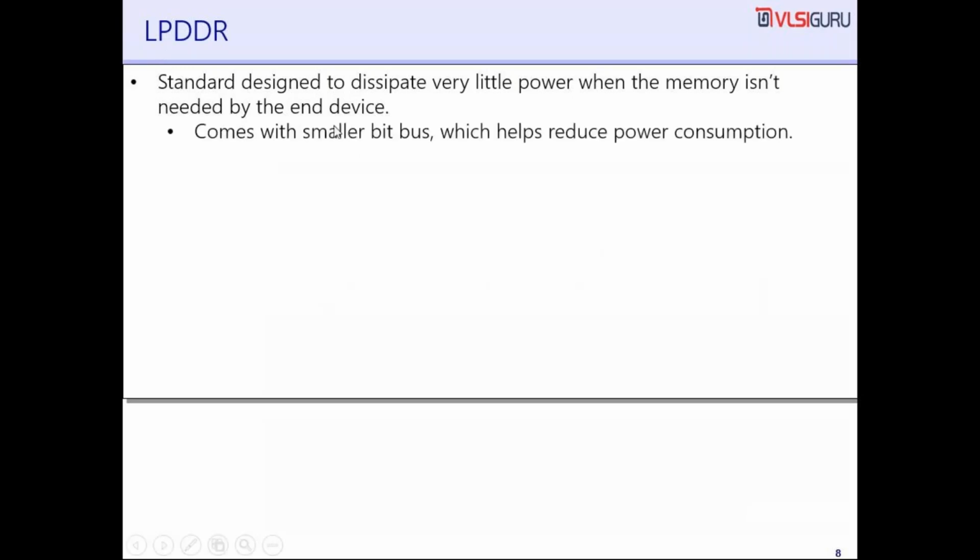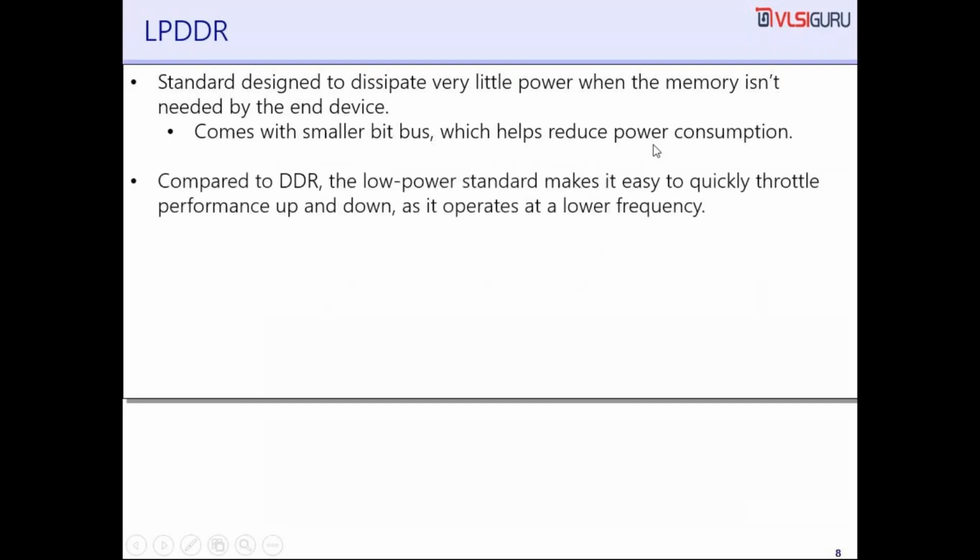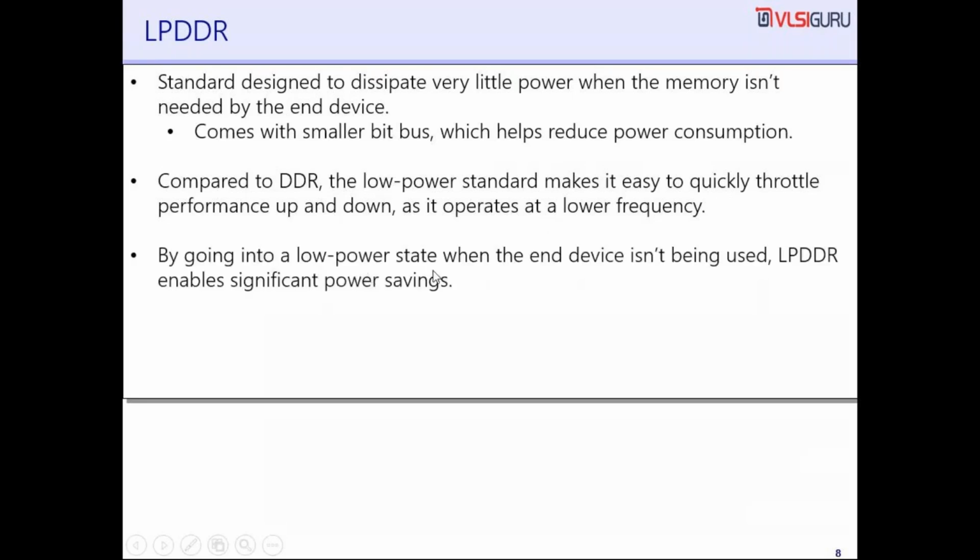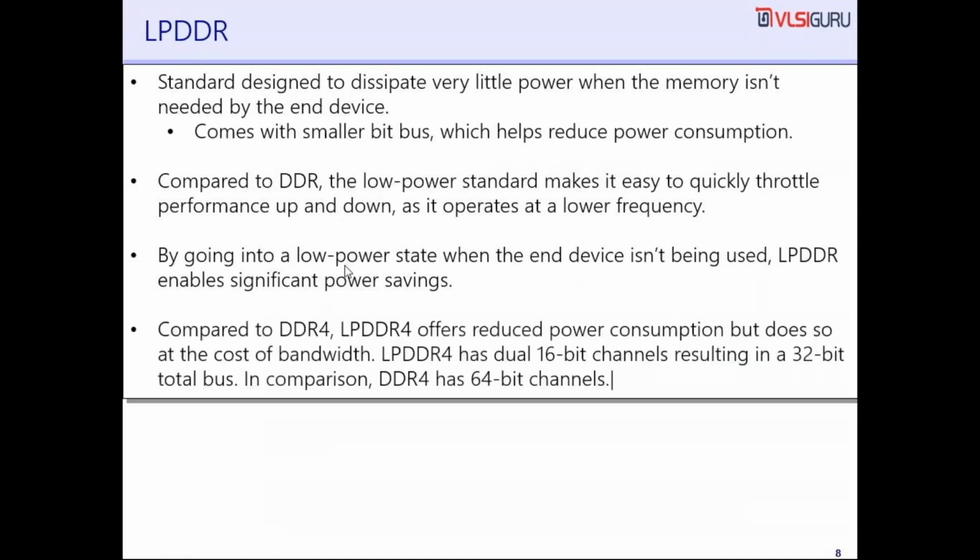It comes with a smaller bit bus, which is one of the factors that helps reduce the power consumption. Compared to DDR, the low power standard makes it easy to quickly throttle performance up and down as it operates at a lower frequency. By going into a low power state when the end device isn't being used, LPDDR5 enables significant power savings. So there are power saving states. When you are not using it, it immediately goes into power saving states and helps with the power savings.